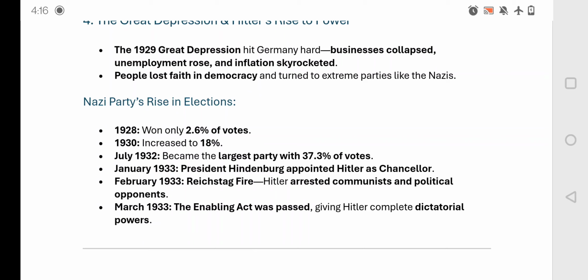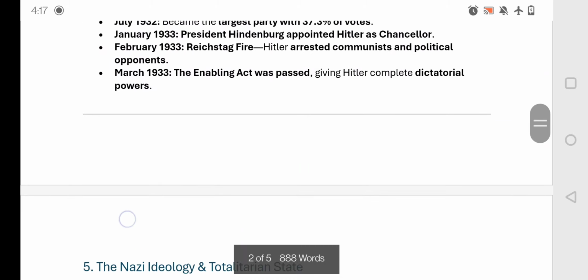But after that, there was a mysterious fire in the Reichstag, the parliament of Germany, and Hitler arrested communists and political opponents. And then in March 1933 he passed one act, the Enabling Act, through which he suspended all the power of parliament, and he became the supreme power. That means he established his dictatorial power in Germany.